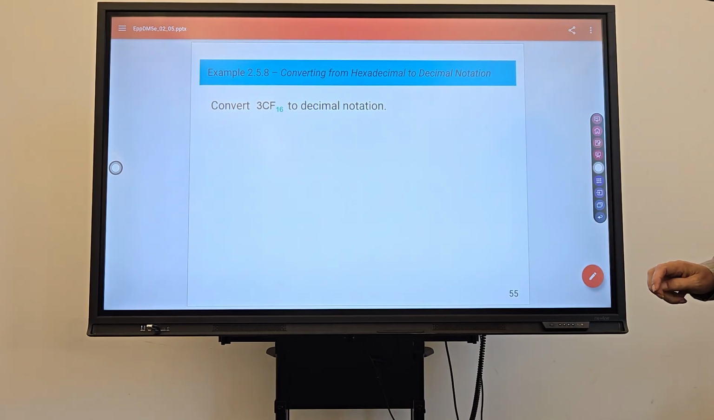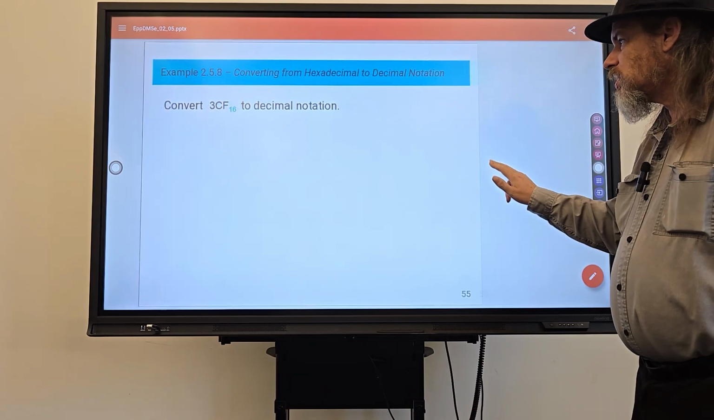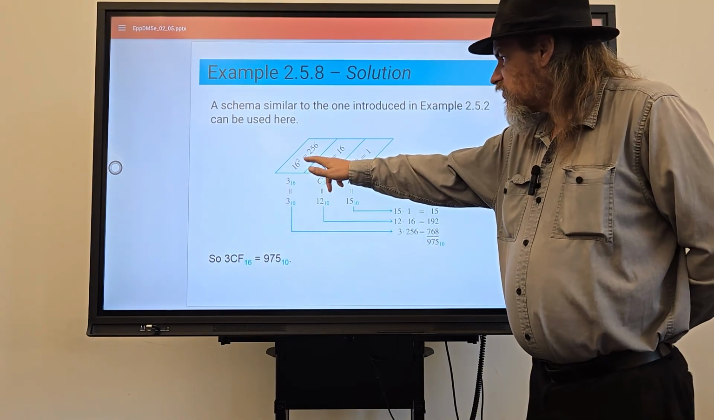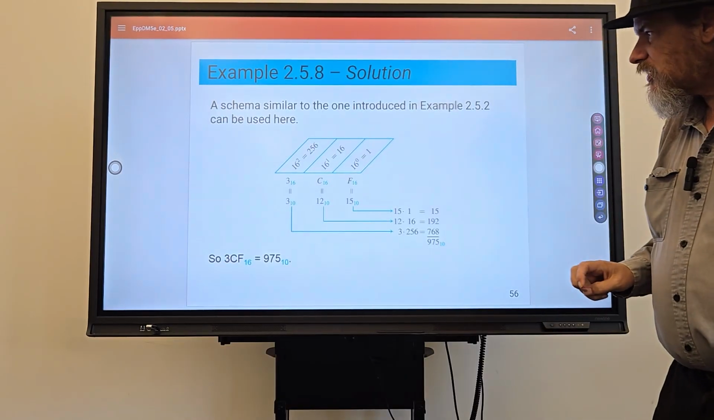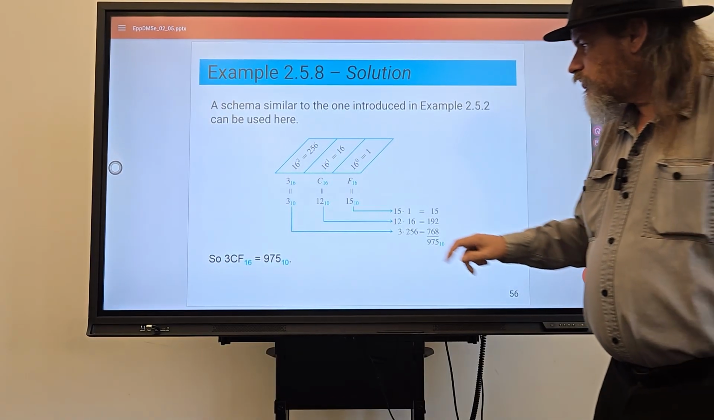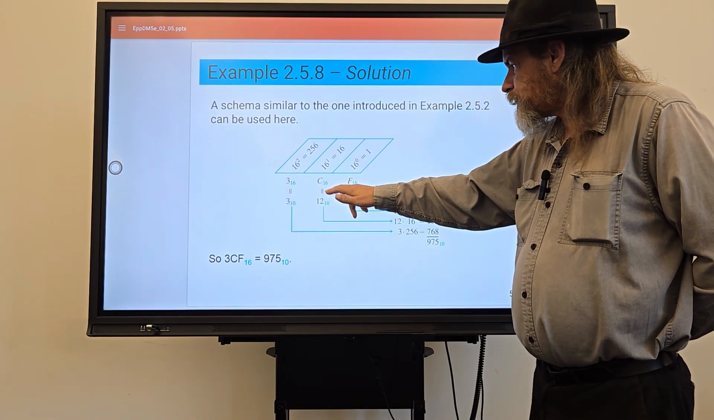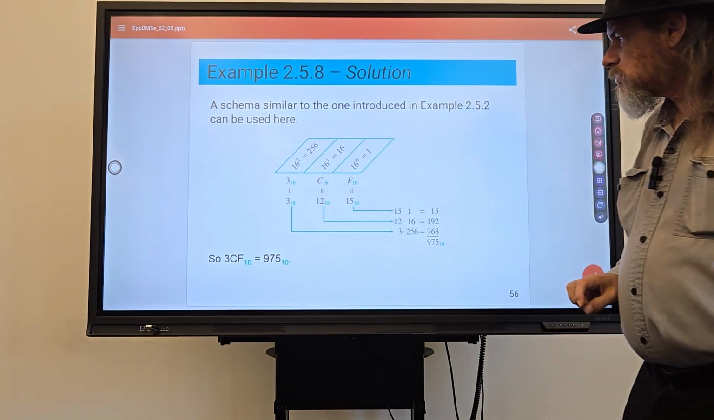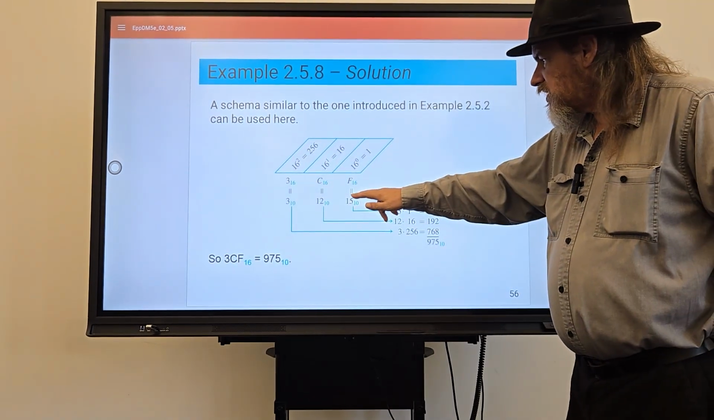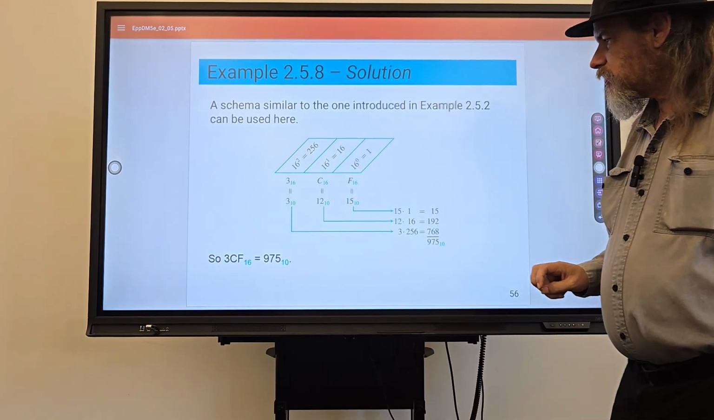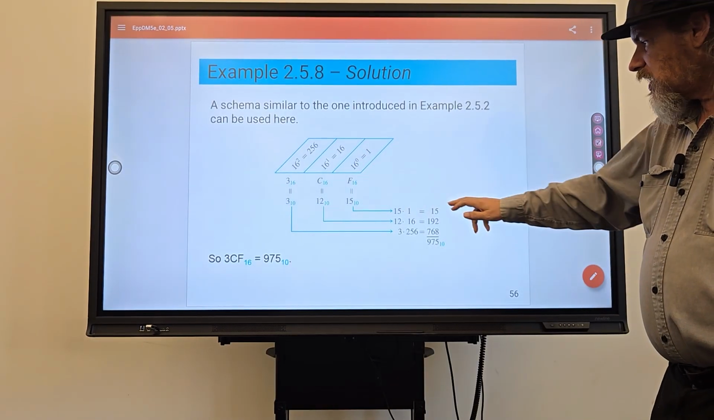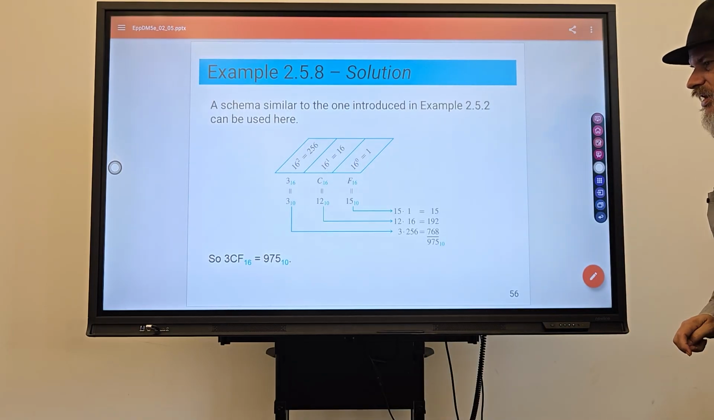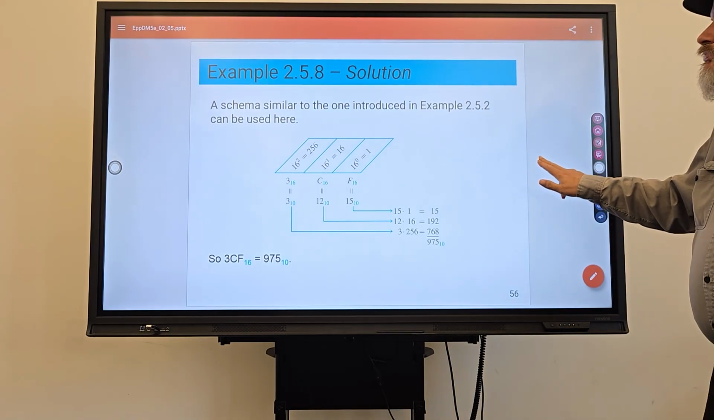So, convert 3CF to decimal notation. Well, 3 times 16 to the second power, plus C, which is 12, times 16 to the first power, plus 15 times 16 to the 0th power. Add those together, and you get 975.